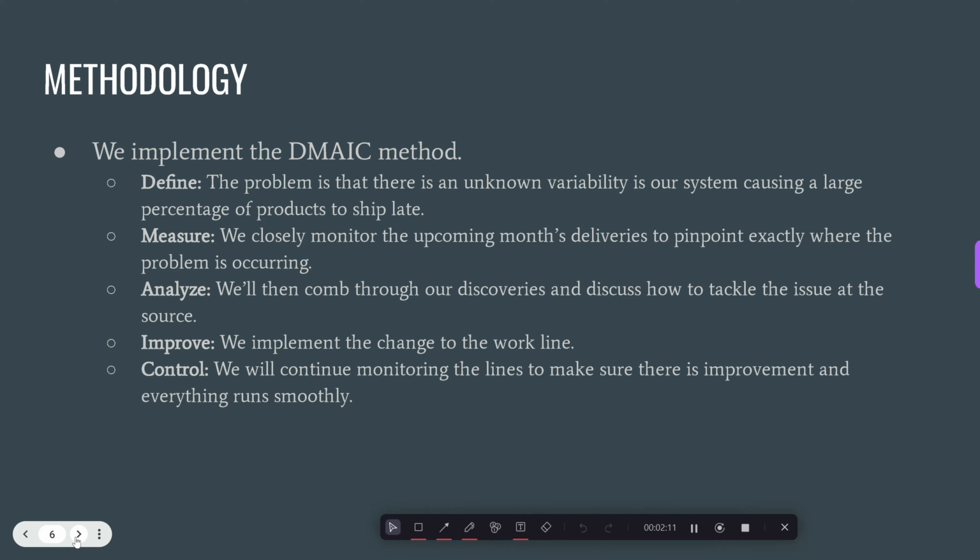And after the month, we are going to go over the data again. And once we find the issue, we are going to discuss exactly how we are going to fix it. And then after we discuss how we're going to fix it, we're going to implement the change into the line, and then we're going to continue monitoring everything and make sure everything goes all according to plan.